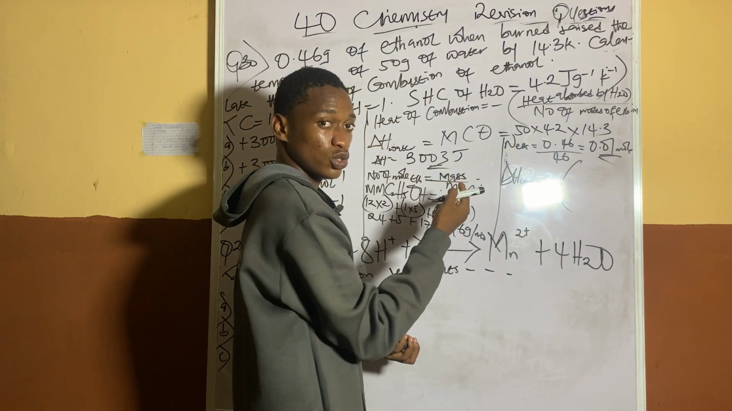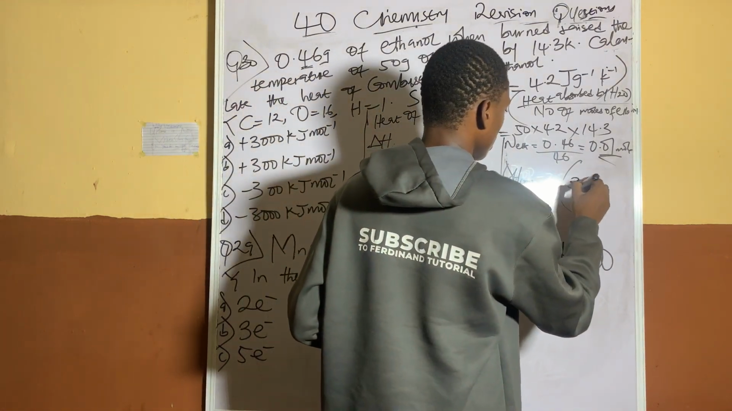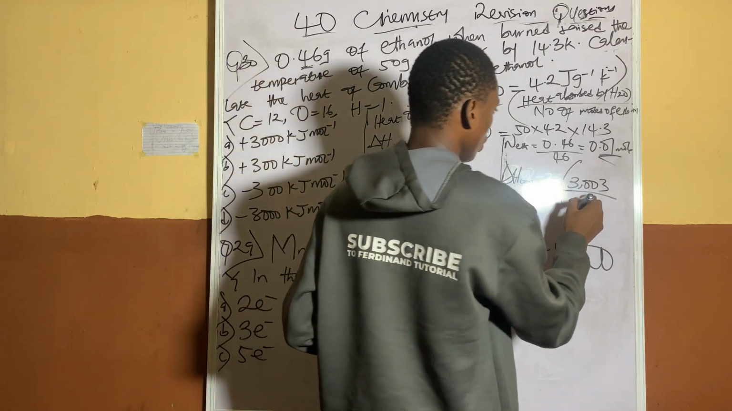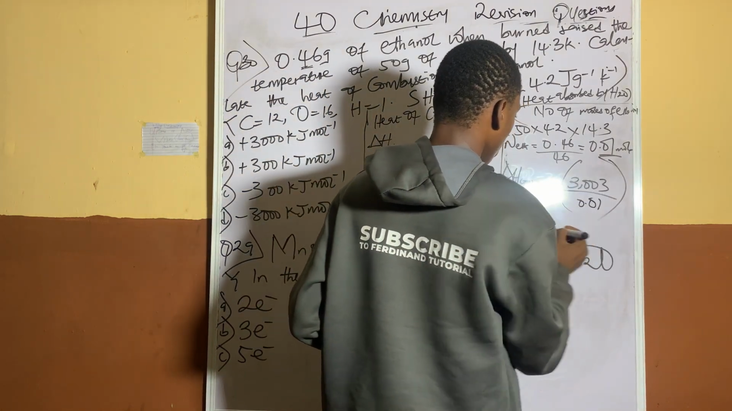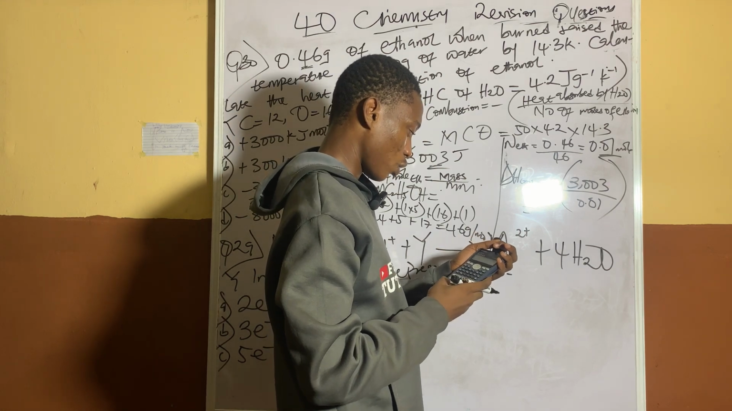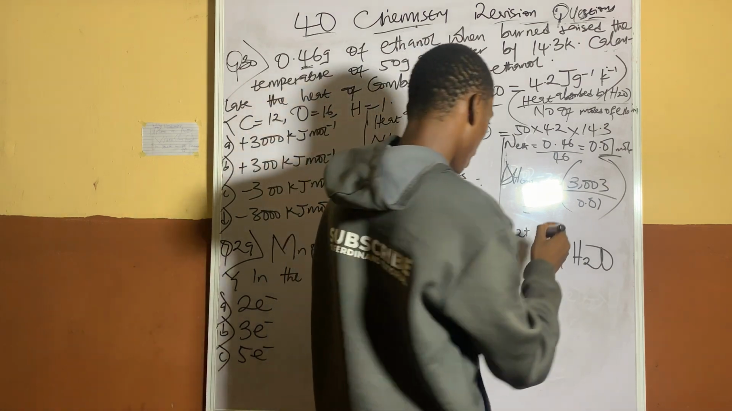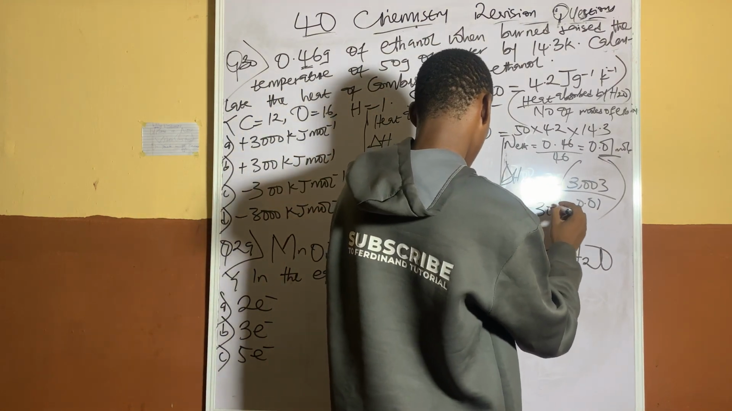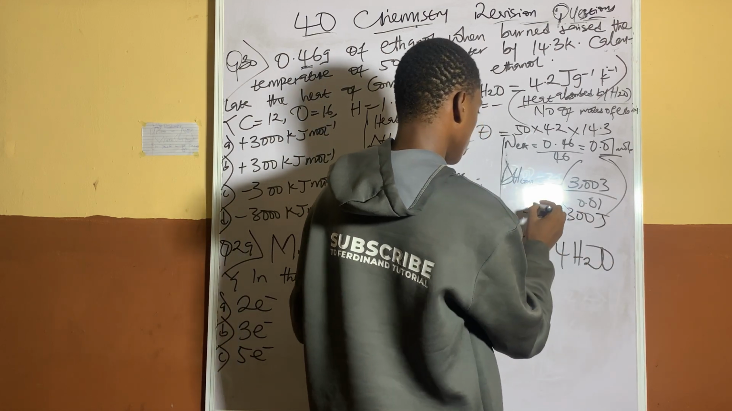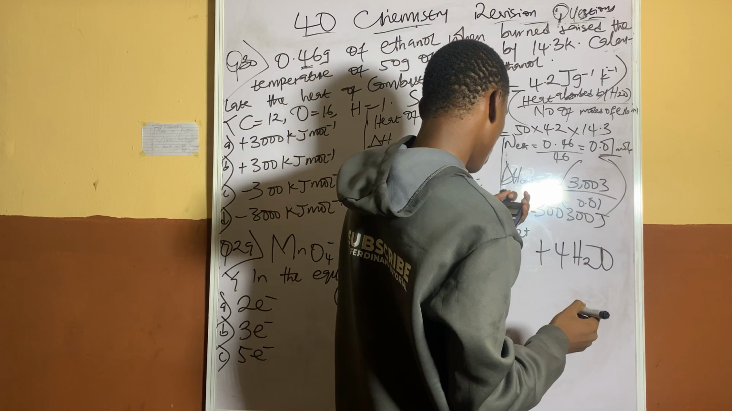Sorry, 3003 joules, not minus. So 3003 joules all over. What is my number of moles of ethanol? 0.01. So I will have 3003 over 0.01. What do I have? I have 300 joules. Since its heat of combustion is a negative value, are we there now?